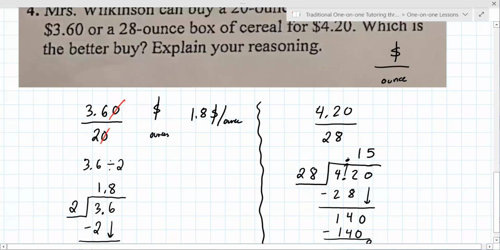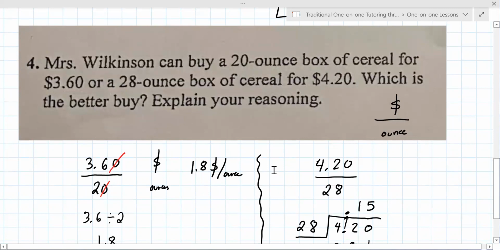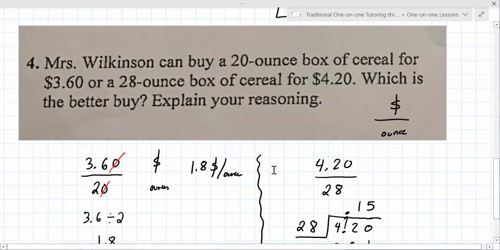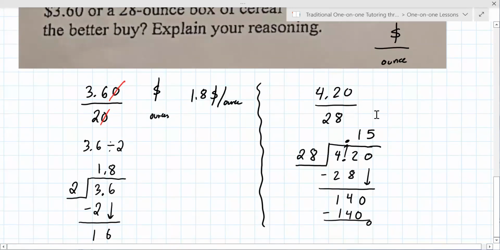But the decimal you bring up, and that's where you're going to help to answer this question. You add a 0. Oh no, you don't need to add a 0. Okay. So this is the better buy because it's $0.15 per ounce. Oh wait, yeah, you're right. Whoopsie, I made a mistake. It's $0.15, and the first one was 1.8.